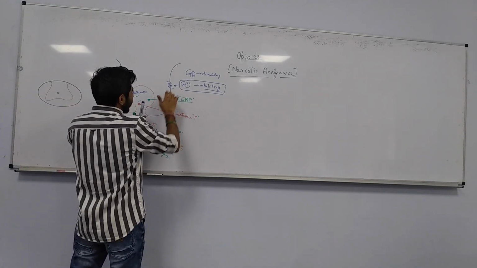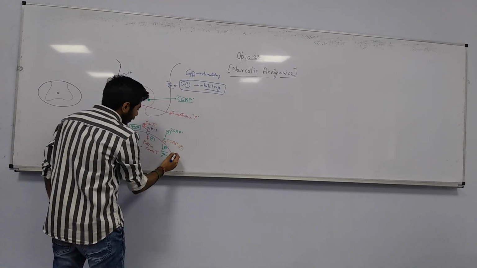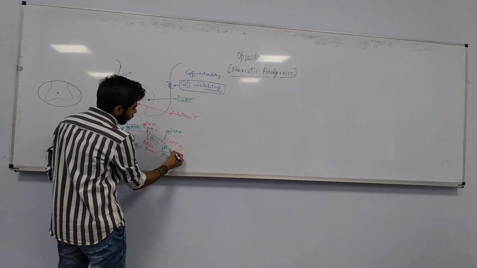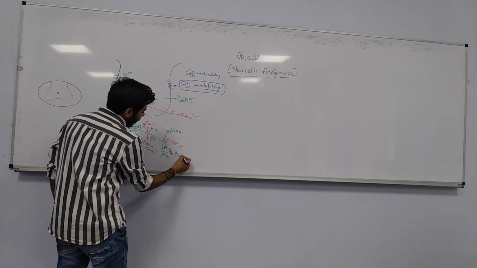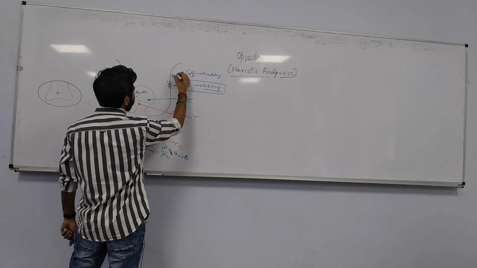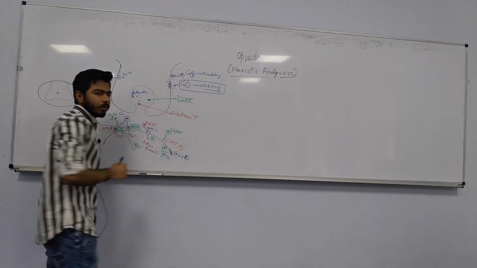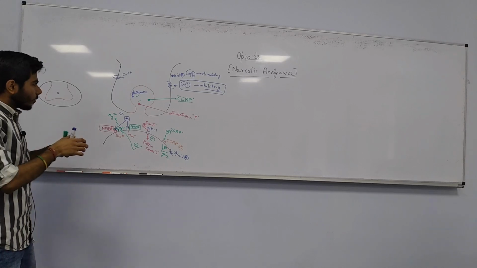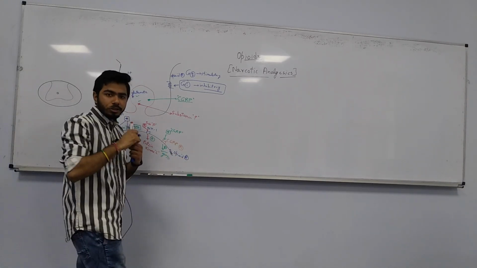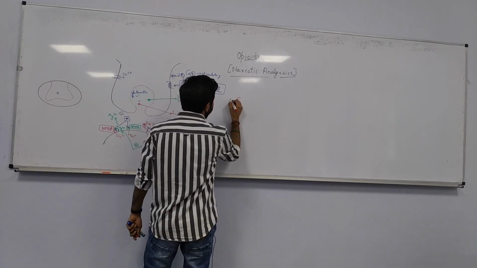Fine, so we have one opioid receptor over here, let's say, and one opioid receptor over here. That is also an opioid receptor, and this is also an opioid receptor. Fine. Now look, I am saying we have some kind of endogenous opioids. So what are these endogenous opioids?